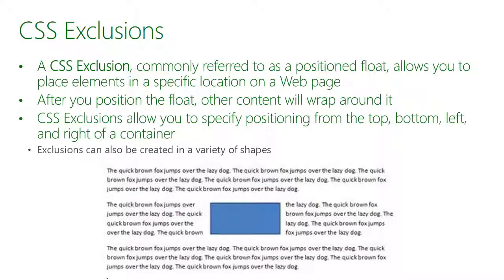A CSS exclusion is also referred to as a positioned float, and that allows you to place elements in a specific location on a web page. After you position the float, other content will wrap around it. CSS exclusions allow you to specify positioning from the top, bottom, left and right of a container. Exclusions can also be created in a variety of shapes.